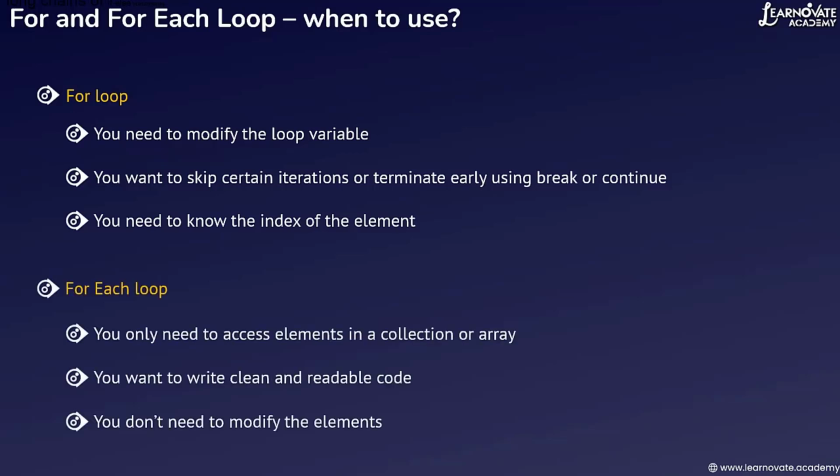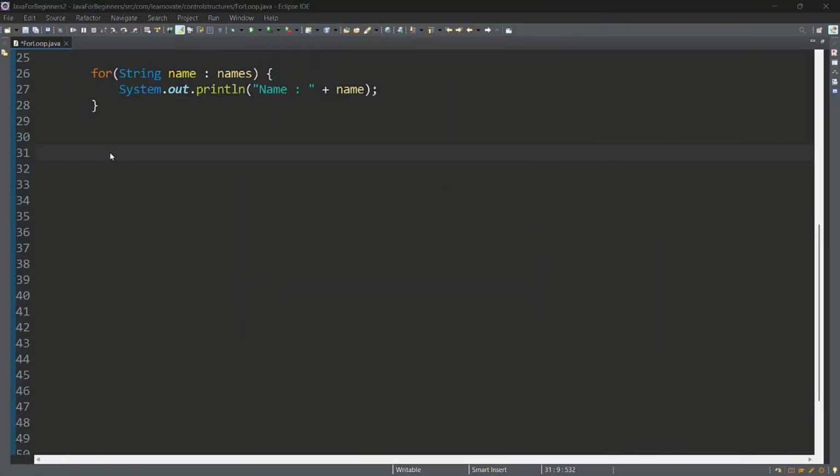But when you need only to access the elements in the collection or an array, when you want to write clean and readable code, when you don't need to modify the elements, in all such cases we can go for the for each loop. So let's look into an example here. We have an integer array, numbers, with values 1 to 5.